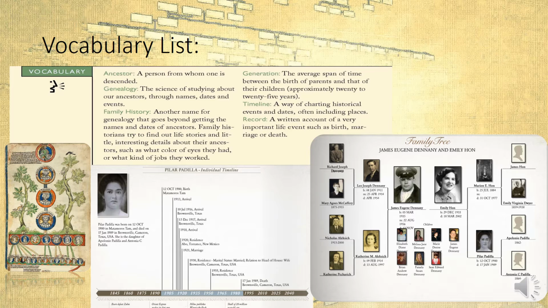Generation, the average span of time between the birth of parents and that of their children, which is approximately 20 to 25 years. Timeline, a way of charting historical events and dates, often including places. I have a timeline of my maternal grandmother pictured above in the center. The timeline shows her birth and where. It documents her arrival in the United States and her marriage to her husband, my grandfather, and where. Record, a written document, a very important life event such as birth, marriage, or death.